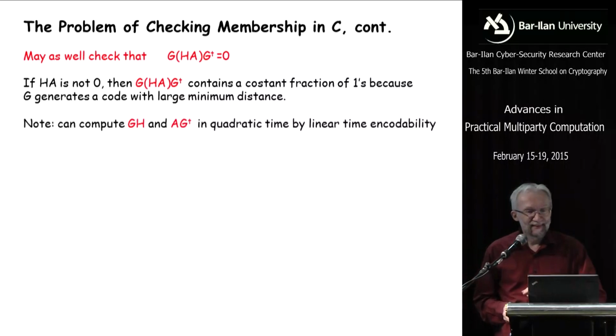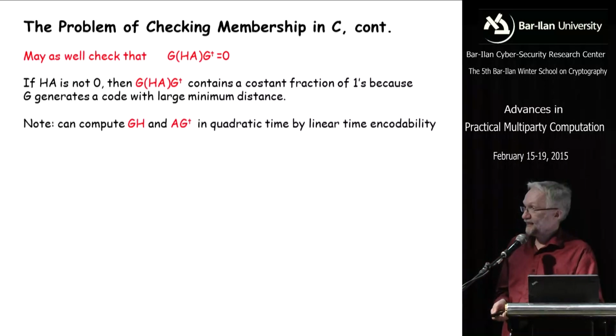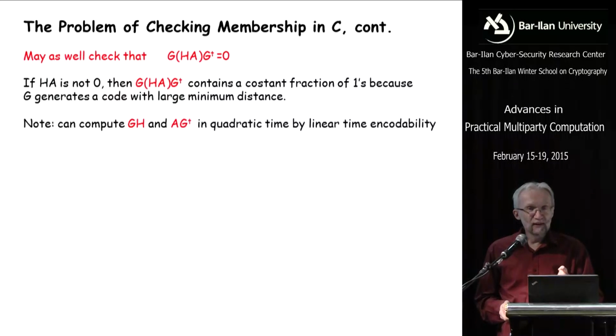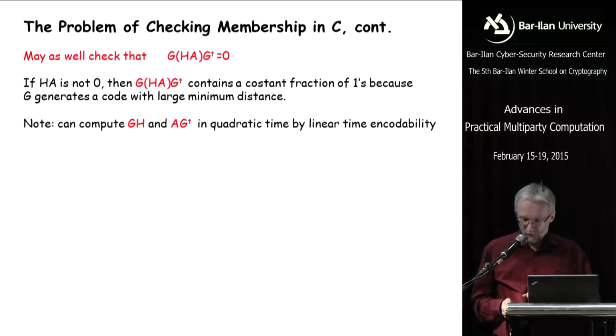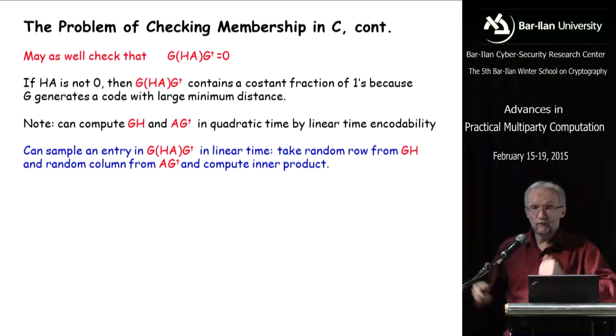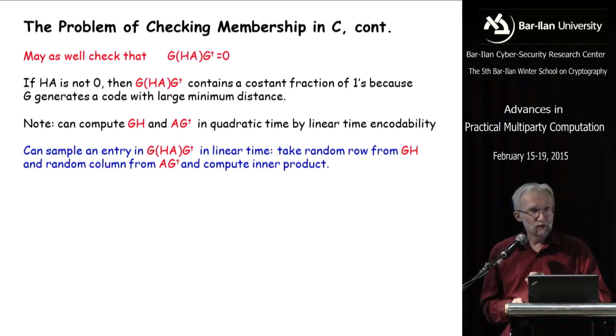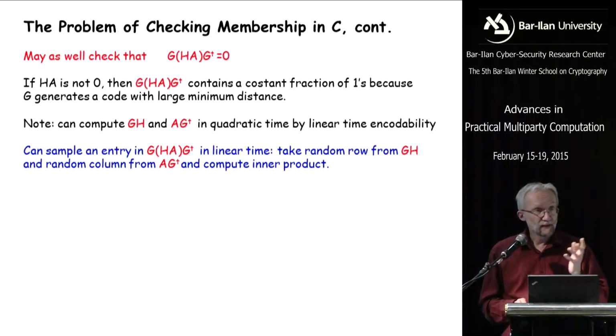Okay? How do I sample a random entry? Well, notice that because it's linear time encodable, I can compute D times H in quadratic time. Because this just means I'm encoding every column in H. That takes linear time for each column, so it's quadratic time total. And likewise, by just turning my head 90 degrees, I can compute A times D transpose in quadratic time. So this is the first thing I do in my algorithm. And then I can sample a random entry in the big product easily in linear time, because I take a random row from DH, I take a random column from A times D transpose, and I do the inner product. This will be a random entry in the big product, obviously. Check if that's 0. Do this security parameter times, and you're done.